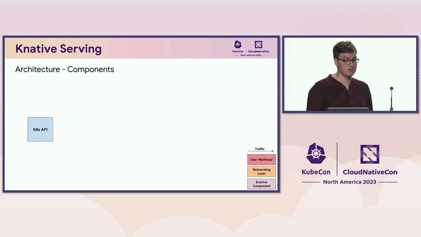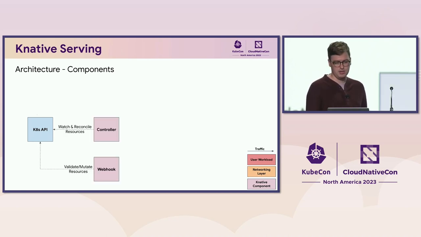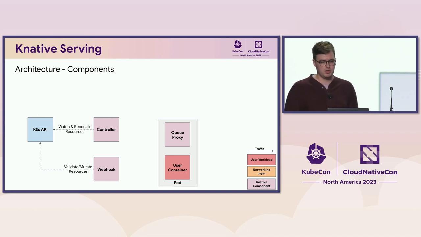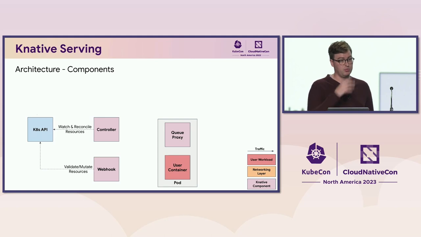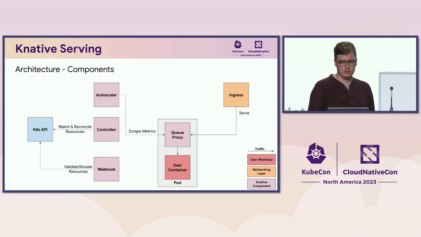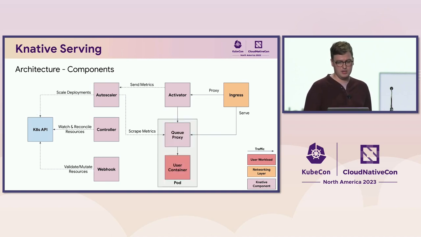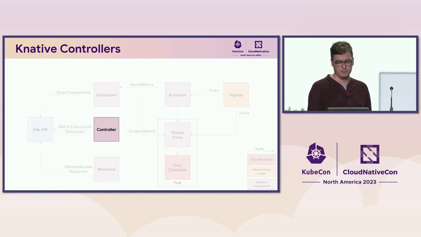In terms of actual components that are running, we have the Knative API, controllers and webhooks. When you create and stamp out the workload as a pod, you have a user container and a sidecar proxy that helps you get metrics and so forth. We wire in the ingress to serve traffic to that workload. We have an autoscaler that scrapes those metrics. It will then scale that down to zero when there's nothing. When there's nothing, we need something to receive a request. That's what we call the activator. That sends metrics to the autoscaler saying, hey, we have traffic. And then it'll scale back up to one or more.